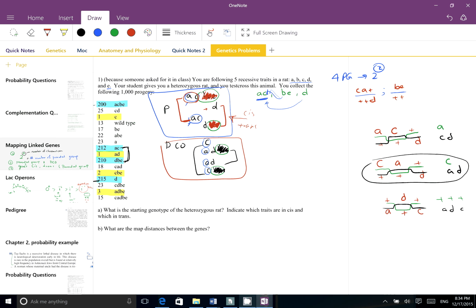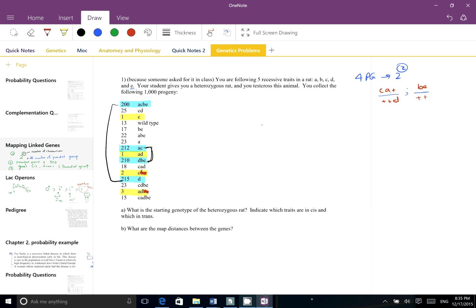Now let's figure out the mapping. Right? So let me erase all this. Let me erase my BE for each one of them. Here my BE is gone. My BE is gone. Let me erase this whole chunk so I have more space to write.